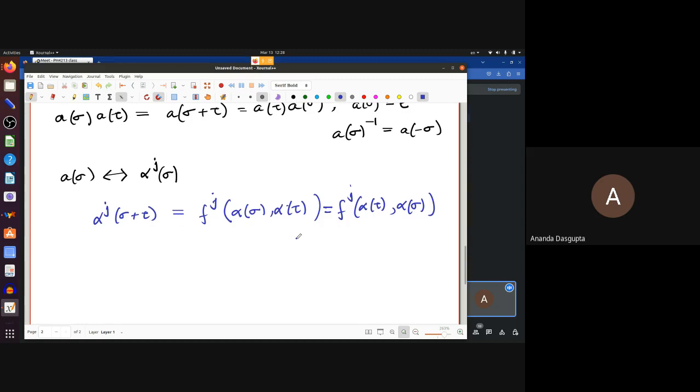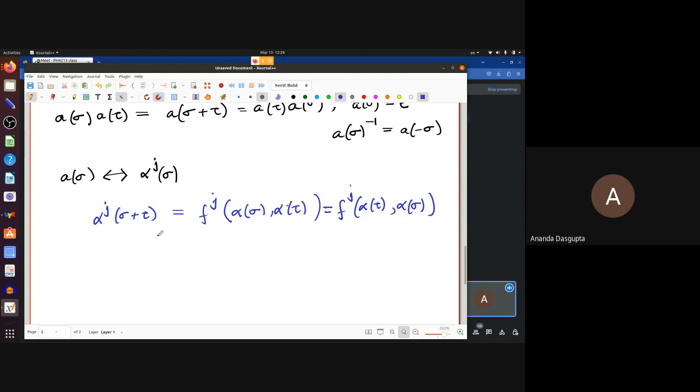Now, what we want to do is to write down a differential equation which alpha j sigma obeys, and from that, of course, try to solve, in principle, for these alpha j sigma. At least have a framework by which, given these functions f which describe our group, we should be able to find out the particular form of the functions alpha j of sigma such that we get a one parameter subgroup.